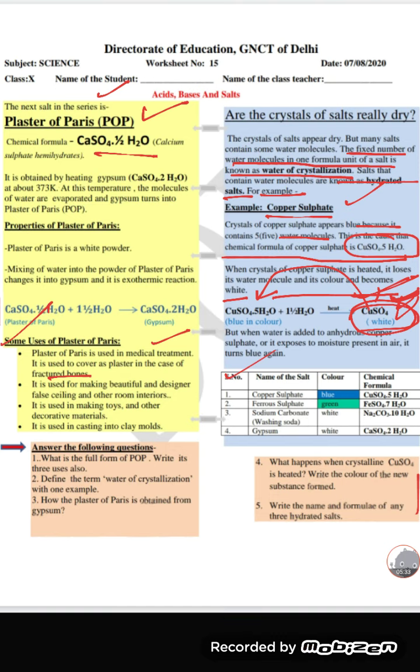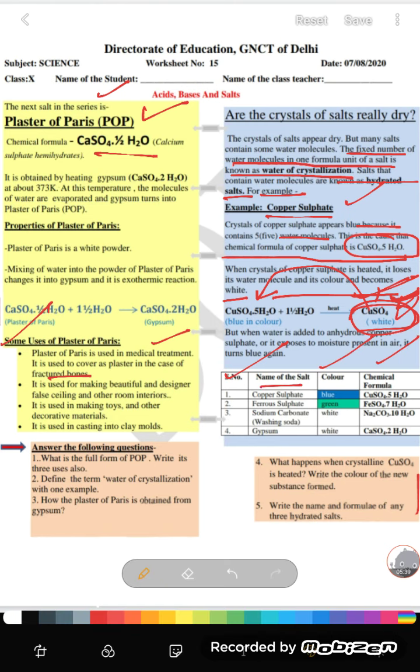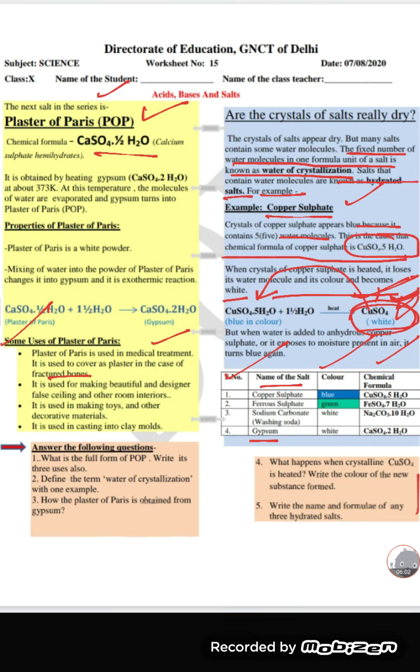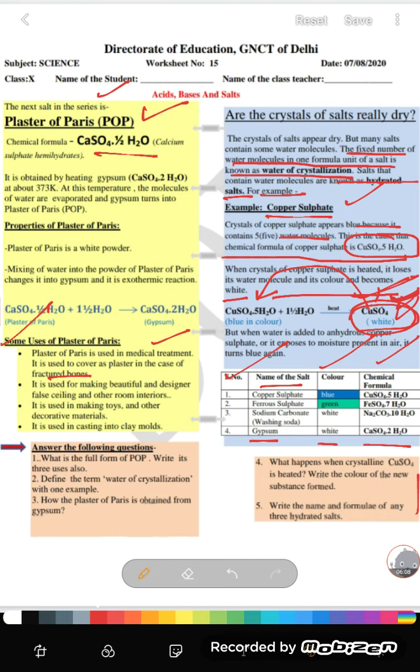here are examples of a few salts, their colors and their formulas, right? Copper sulfate is blue in color, chemical formula CuSO4 into 5 molecules of water. Ferrous sulfate is green in color, FeSO4 into 7 molecules of water. Sodium carbonate, washing soda, white in color, formula Na2CO3 into 10 molecules of water. Gypsum, white in color, with the formula CaSO4 into 2 molecules of water.